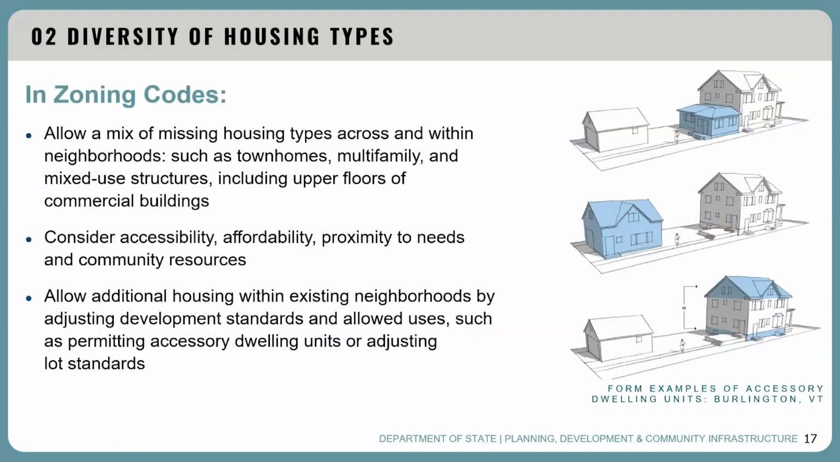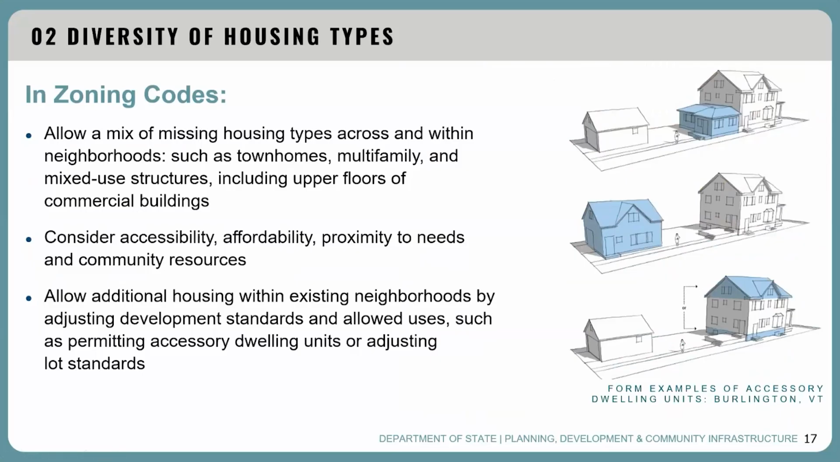Rather, we are looking for zoning codes which establish the next highest increment of density in a given neighborhood, and for zoning regulations which streamline review processes for new and infill housing developments. When developing or updating zoning codes, communities should consider accessibility, affordability, and proximity to needs and community resources when encouraging or facilitating housing in certain areas. Zoning codes can be adjusted to allow additional housing within existing neighborhoods by tweaking allowed uses and development standards, such as allowing accessory dwelling units or adjusting lot standards to be more flexible.